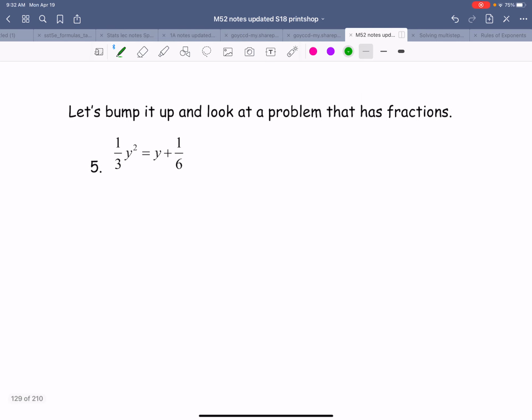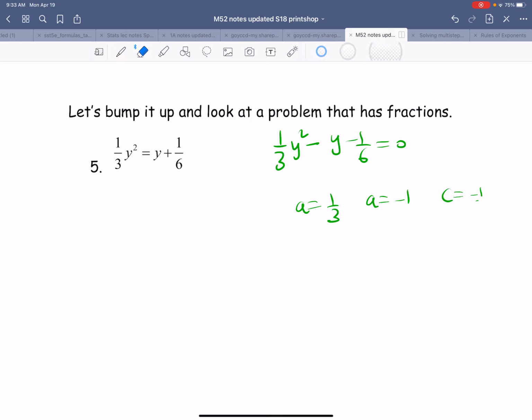Here's another one with fractions involved. Well, I'm not going to finish it out, but I'll help you get started. One thing you can do is bring everything to one side and then say, well, my A is 1/3, B is -1, C is -1/6. And go ahead and plug them into the quadratic formula from there.